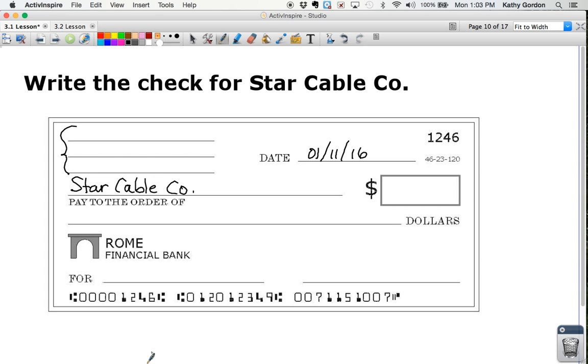Okay? In the box right here with the $ sign in front of it, we write the amount that we want to pay in numbers. So that's where we'll put 138.90. And then underneath that, we have this big long line that ends in the word dollars. This line is where we have to take our numerical amount and write it out in words. And again, the reason for this is to prevent fraud.